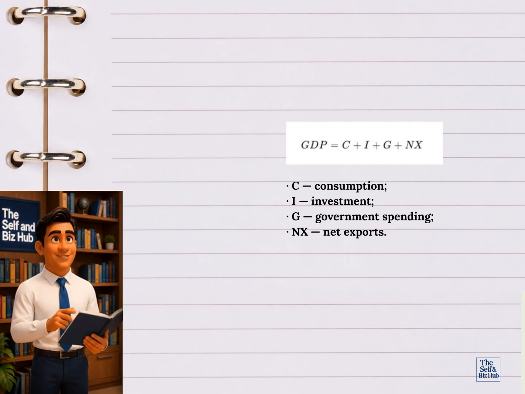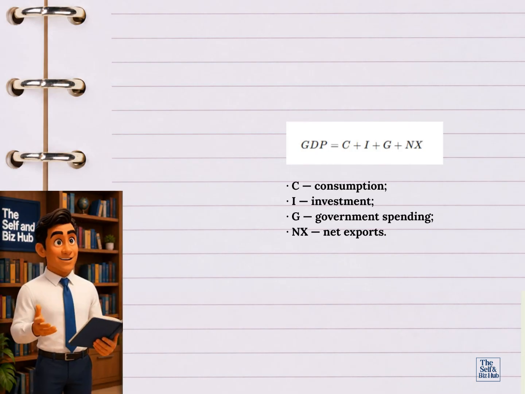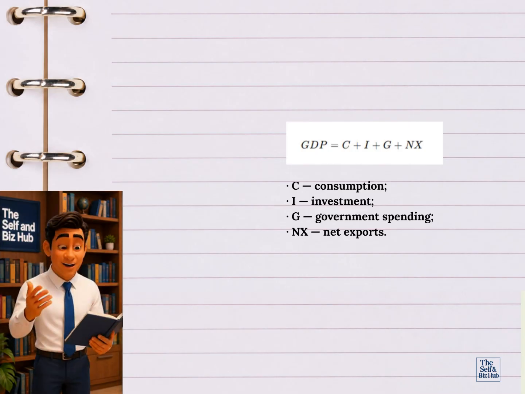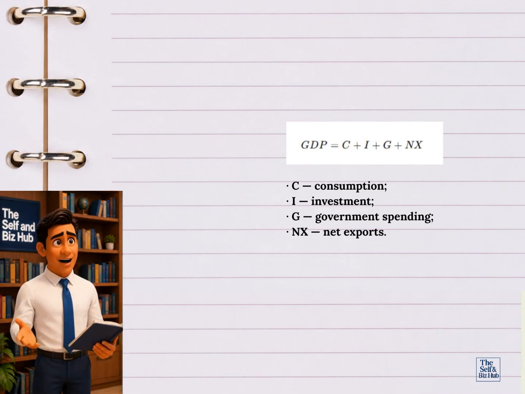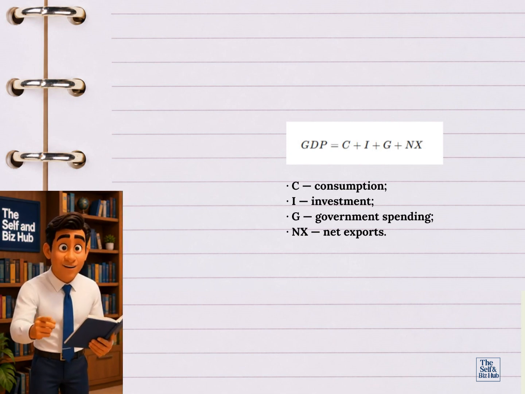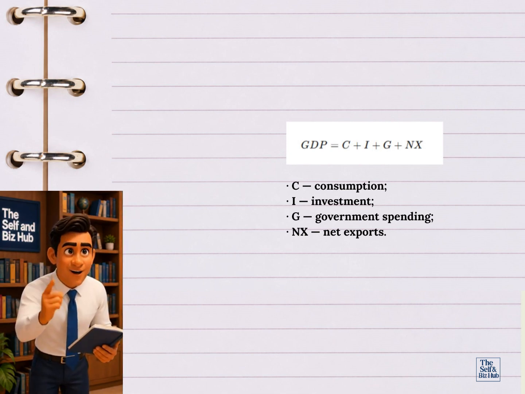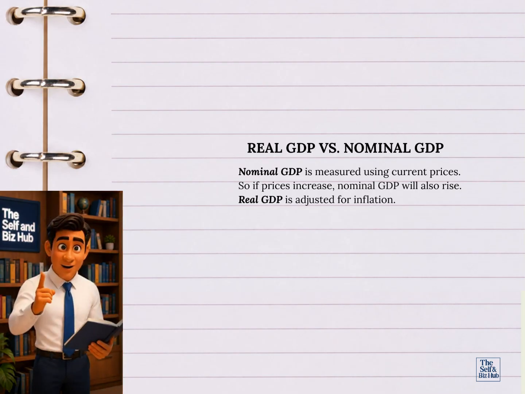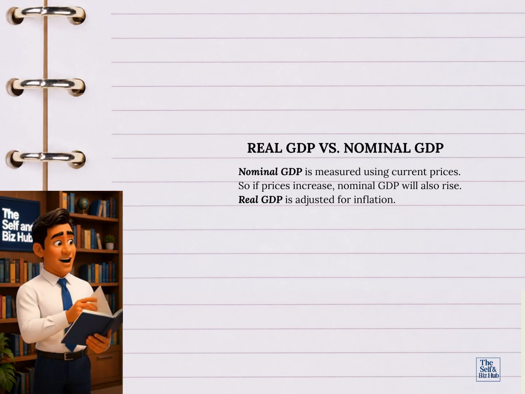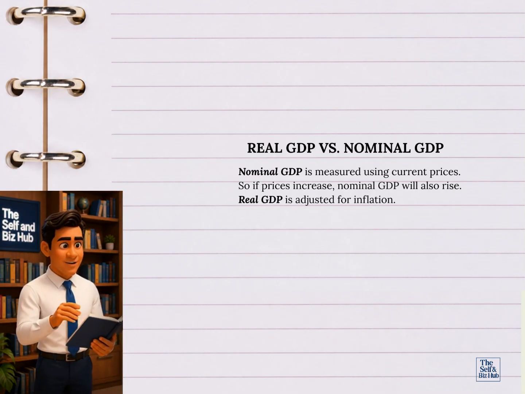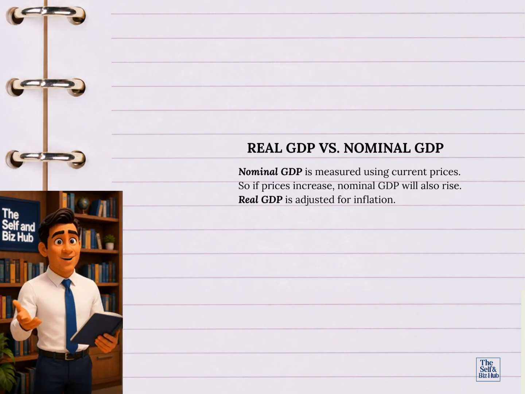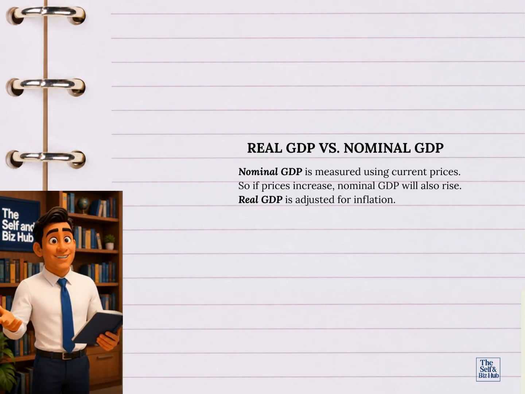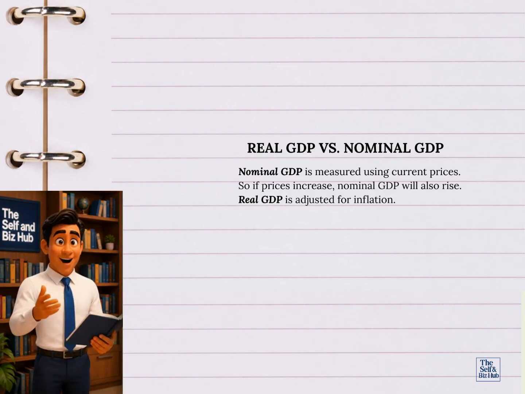However, GDP has one important problem. It can grow even when the real volume of production barely changes. The reason is inflation. If prices rise, the total value of goods and services also increases. That is why economists distinguish between nominal GDP and real GDP. Nominal GDP is measured using current prices. So if prices increase, nominal GDP will also rise.